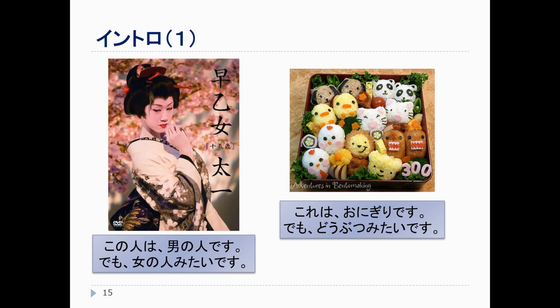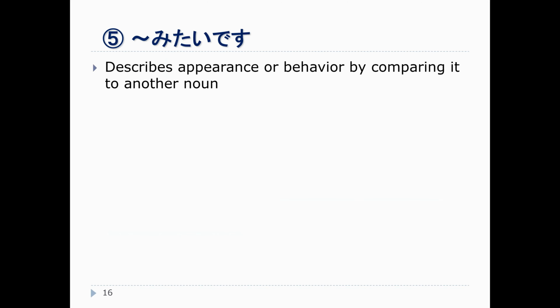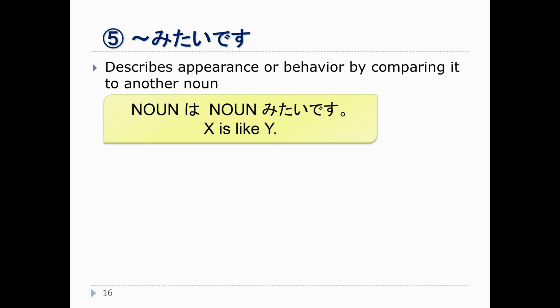So, 男の人です。でも、女の人みたいです。おにぎりです。でも、動物みたいです。This みたいです is a new expression for this chapter. みたいです describes the appearance or behavior of something by comparing it to some other noun. So, noun は noun みたいです。X is like Y. So something is like something else in some way or other.